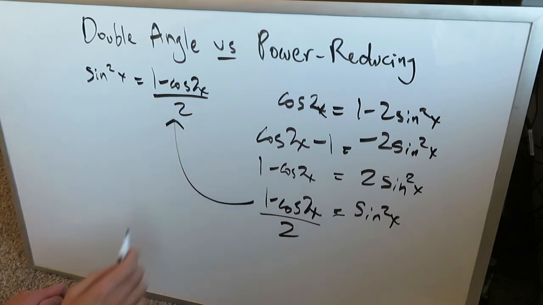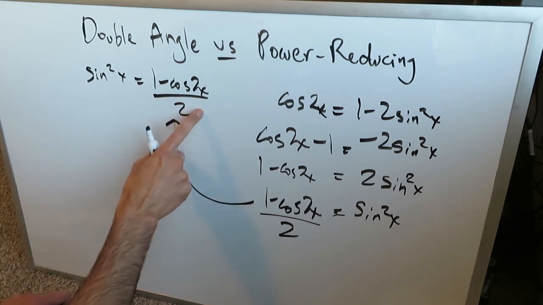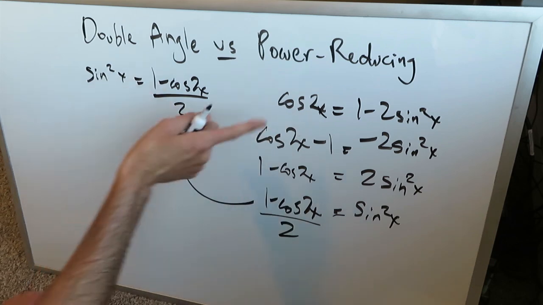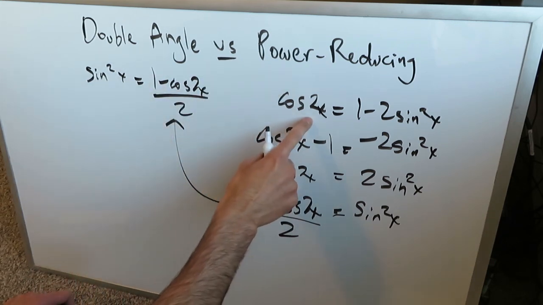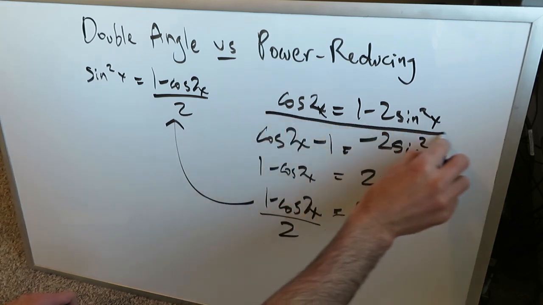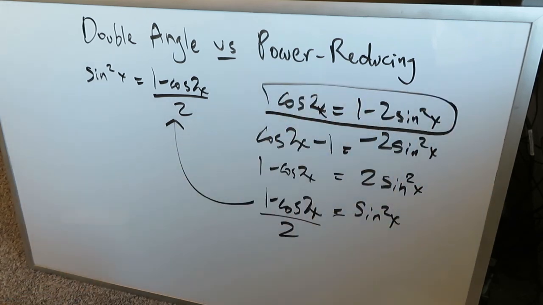So you've shown how you can derive the power reducing formula for sine, because it has been derived here. It comes from the double angle formula for cosine. That one over there. I'll show you next for the cosine squared x and the tan squared x, and we'll be done with this video.